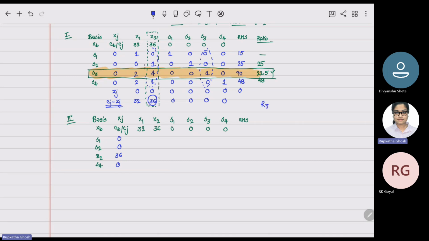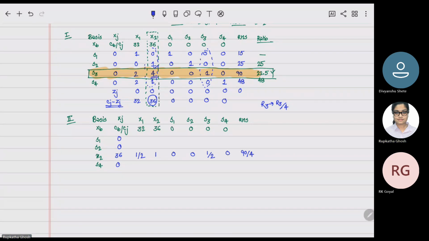So, R3 will become R3 by 4 first, right? Because we are trying to convert this into 1. So, this will become 2 by 4 means half, 1, 0, 0, 1 by 2, 0. And this also becomes 90 by 4. Okay. Always remember any changes that you are making in your table, do not forget to make changes to your right hand side as well. Okay. Now this is 1.